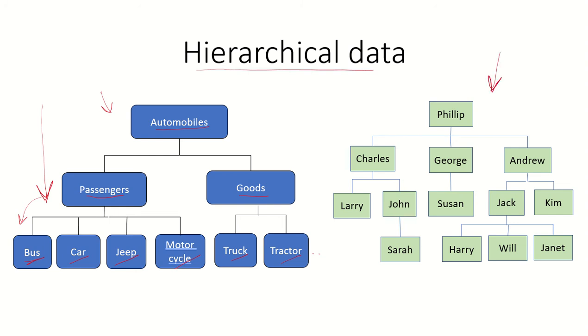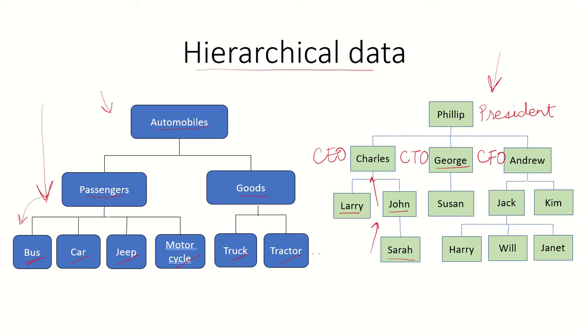Take the example of an organization. Again, the employees working over there, they have some posts which are organized in a hierarchy. Philip might be the president of the organization. Charles could be the CEO. George could be the CTO, and Andrew could be the CFO of this organization, and all of them are reporting to the president. Charles has Larry and John under him, and John also takes reporting from Sarah. So Sarah reports to John and John reports to Charles.